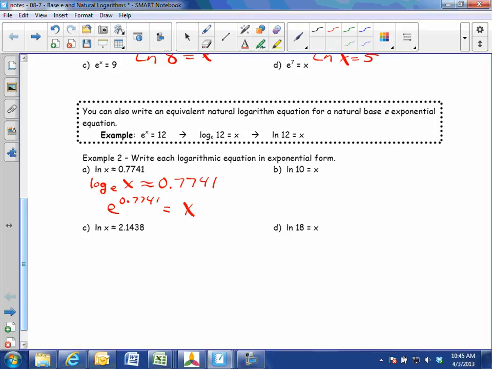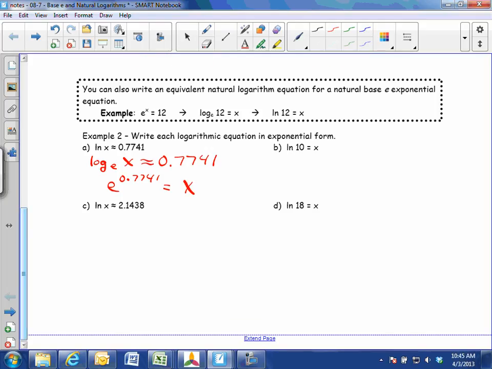That's what we do. So if we're looking at b, I would first think, okay, natural log means log base e of 10 equals x. When I get exponential form, what's our base? e. e to the x equals 10. Okay, can we move on? Does this make sense so far?